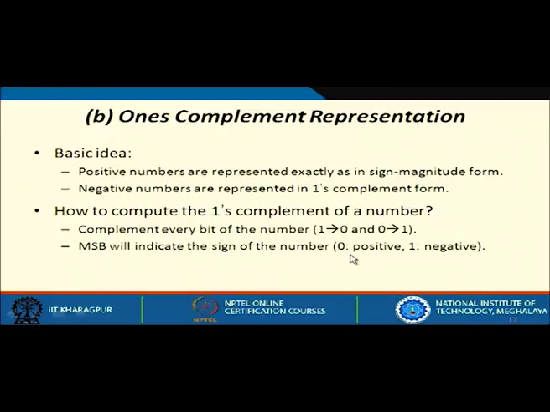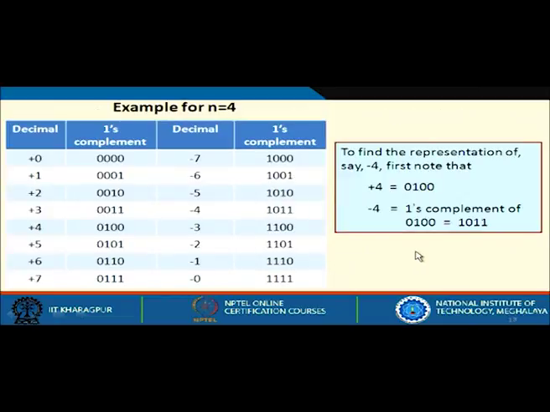For a positive number, it will be 0. For a negative number, it will be 1. So, this is the representation for n equals 4. In the same way, from 0 to 7 it will be the same as sign magnitude, and starting from minus 7, the representation is different.